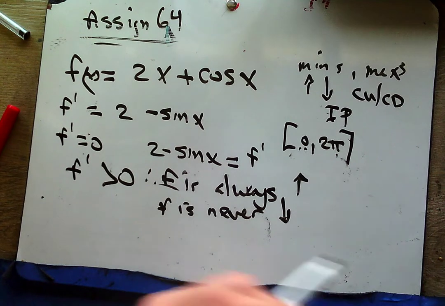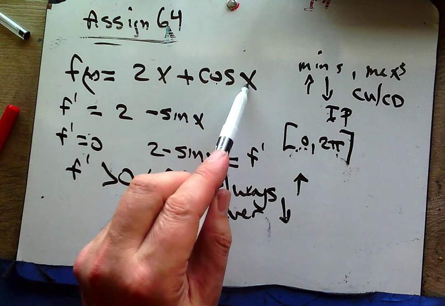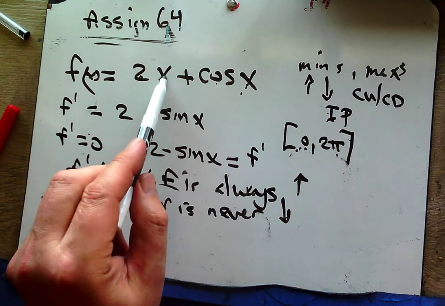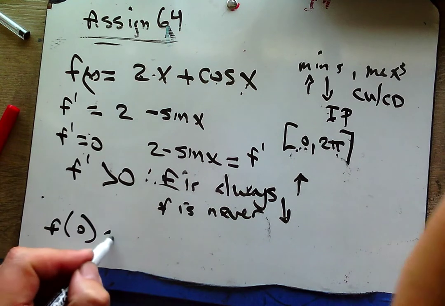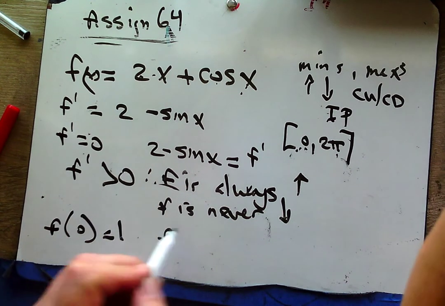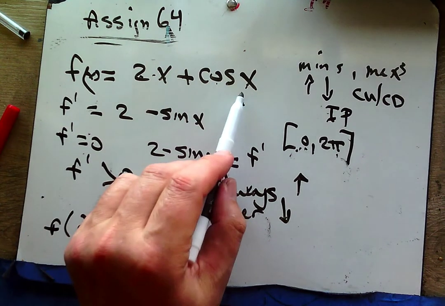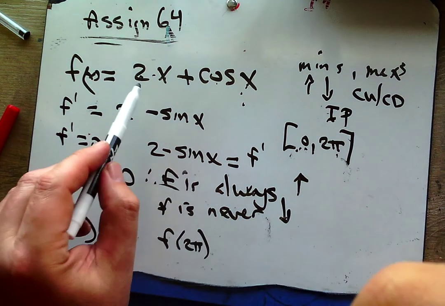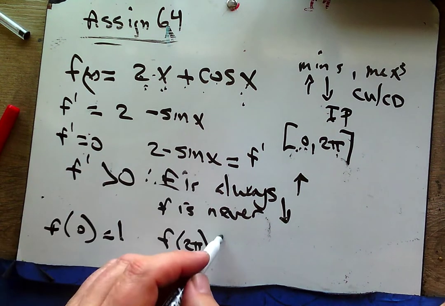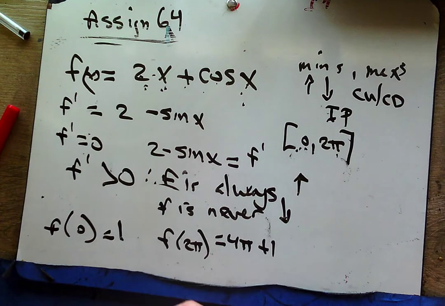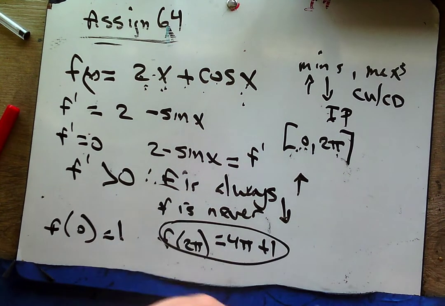So let's take a look what happens when we put 0 in here. Cosine of 0 is 1. 2 times 0 is 0. 0 plus 1 is 1. So we know that f of 0 equals 1. What about f of 2 pi? If I plug a 2 pi in here, the cosine of 2 pi is 1. 2 times 2 pi is 4 pi. And this is much bigger than that, so I've got a max here.